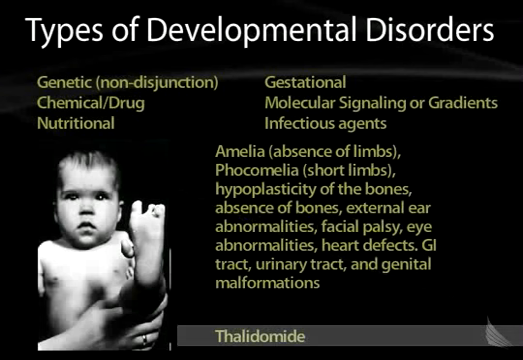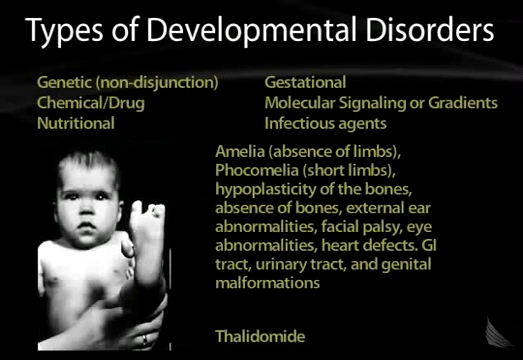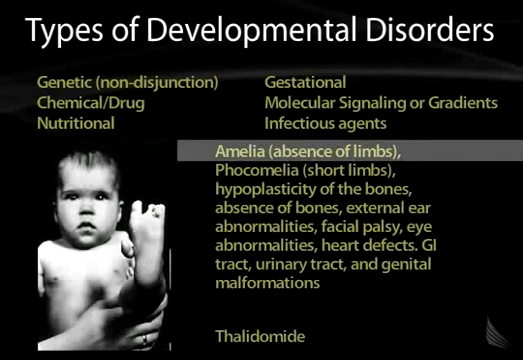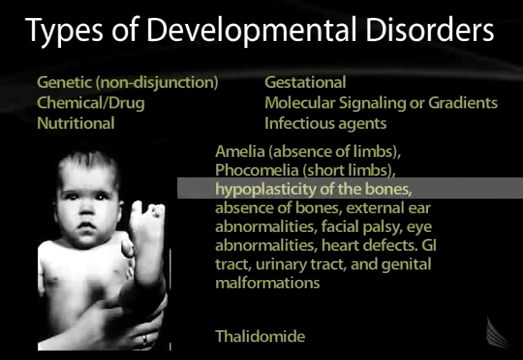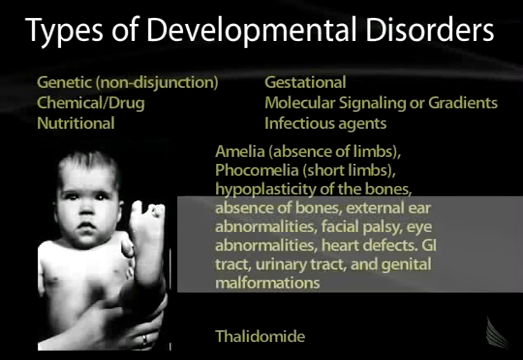Looking at some examples in the chemical and drug regions, you can have the typical thalidomide, which is now back on the market, even in America. This was typically used several decades ago for morning sickness in mothers in Europe, oftentimes associated with amelia, or absence of the limbs, phocomelia, short limbs, and hypoplasticity of the bones. In association with this, there was absence of certain bones, the external ear was oftentimes abnormal, and facial palsies and eye abnormalities were often associated with this as well.